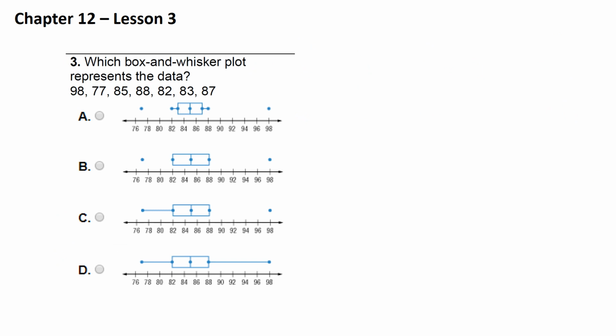Question number 3. Which box and whisker plot represents the data? First, we're going to list the data from least to greatest. 77, 82, 83, 85, 87, 88, and 98. And we're going to check. We have 1, 2, 3, 4, 5, 6, 7. 1, 2, 3, 4, 5, 6, 7.